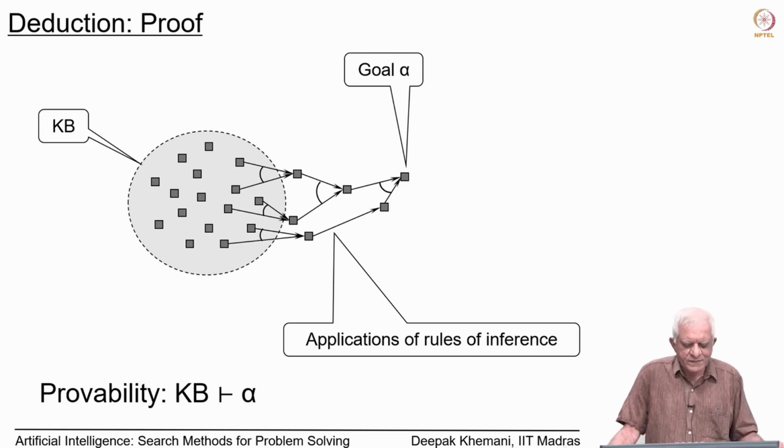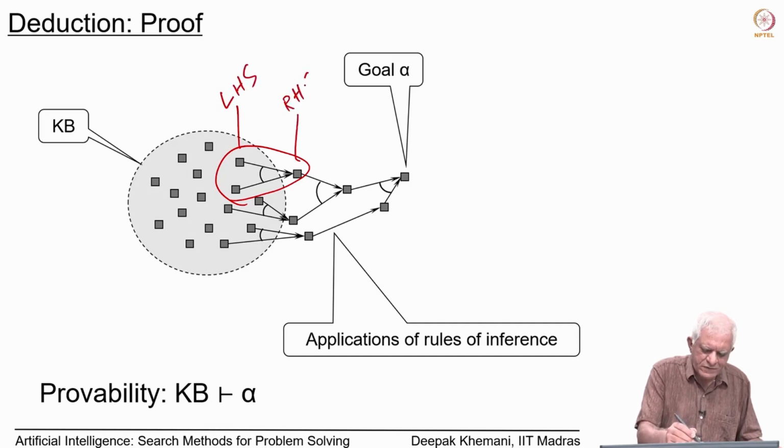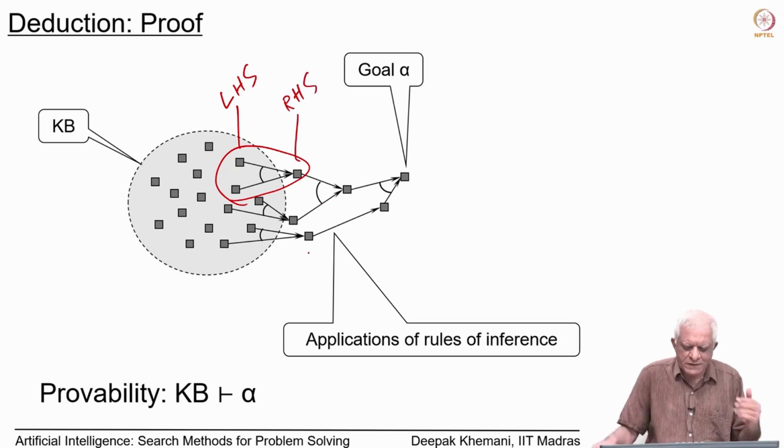So, we are asking here that given a knowledge base, the same knowledge base, given the same goal alpha, can you apply a sequence of rules of inference? You can see that each of them is like an application of a rule of inference. The left hand side is the antecedents, the right hand side is the consequent for each rule. So, every such thing is a rule essentially. Can you apply a sequence of rules so that you end up adding the goal to the knowledge base?